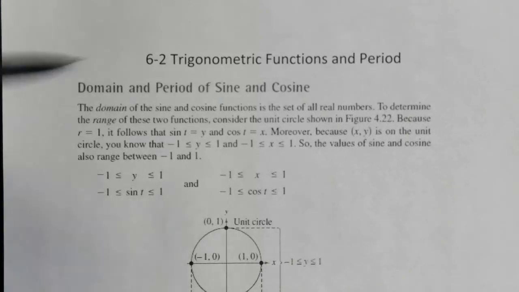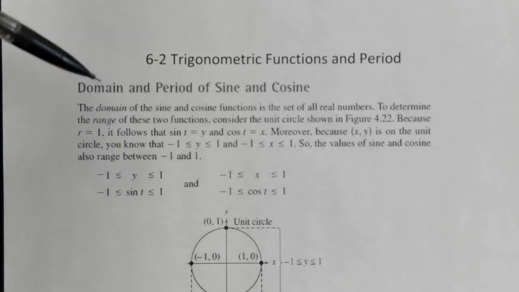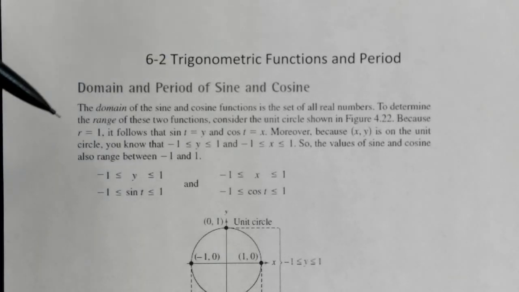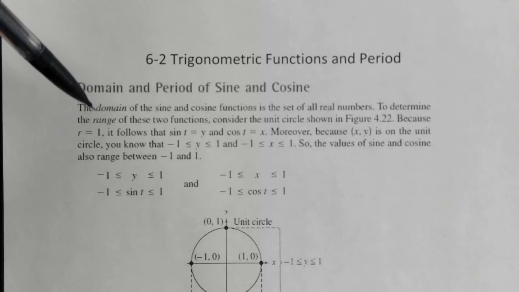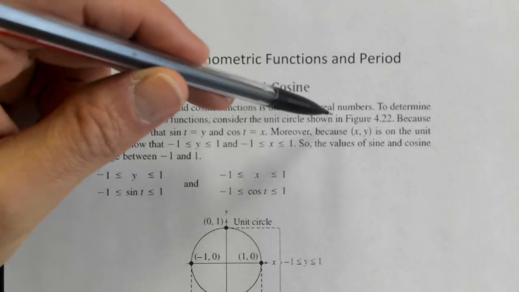All right, so in 6-2, our topic is the trigonometric functions and period. The first thing that we come into is a quick discussion of domain and range for the sine and cosine functions. The domain for sine and cosine functions is the set of all real numbers.